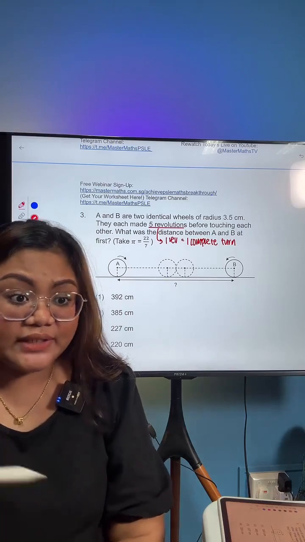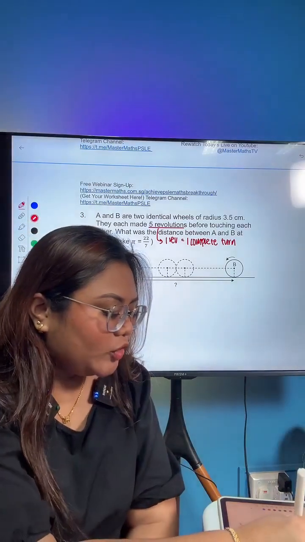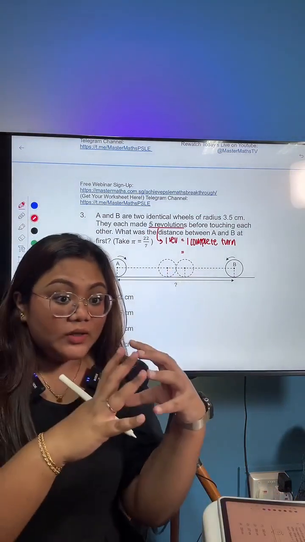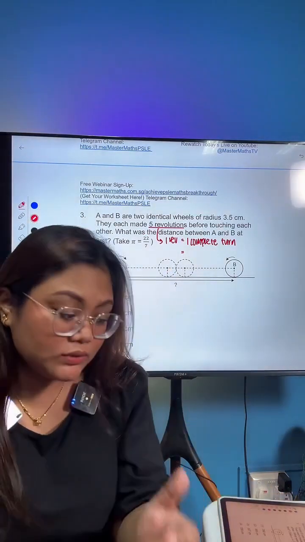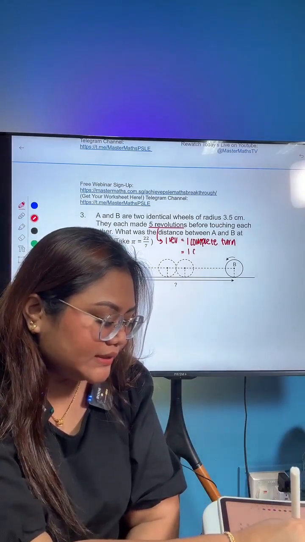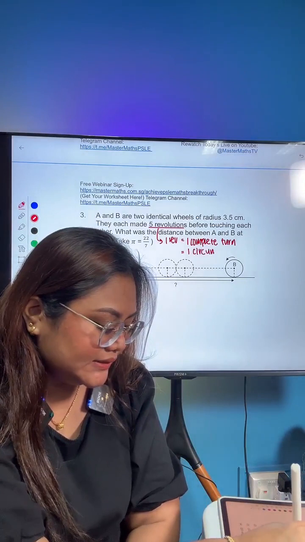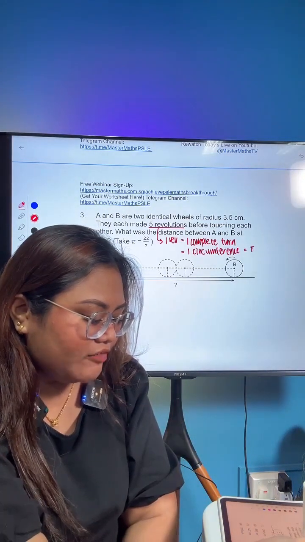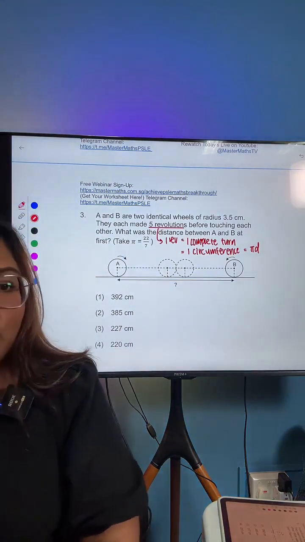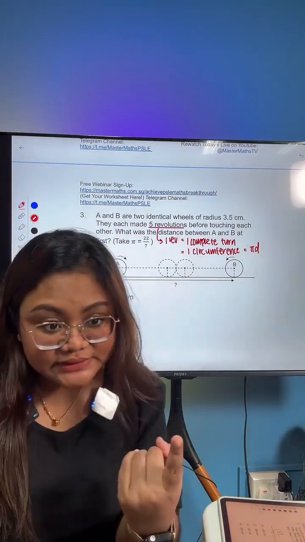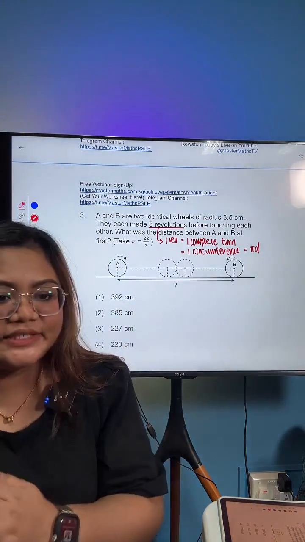Right? I think quite a number of you have gotten it right. For one complete turn, it is the outside of the circle that touches the ground as it rolls. Therefore, one complete turn means we are looking at one circumference. Hence, we are looking at the formula pi d. One revolution means one complete turn, which means one circumference, which means we are looking at pi d, okay?